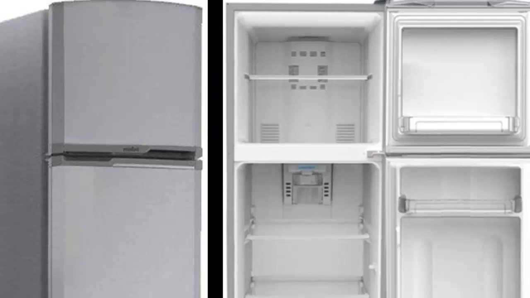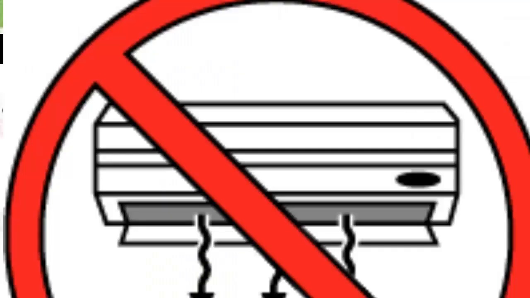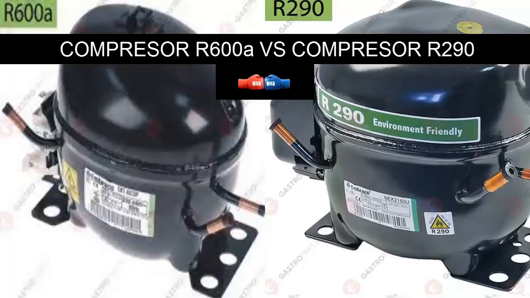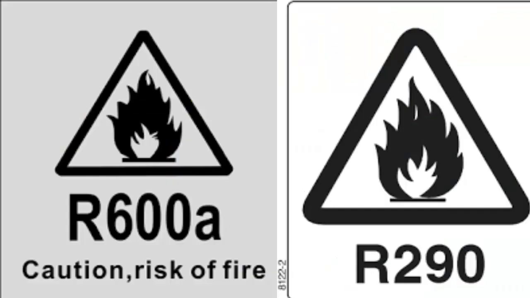R600a is used in refrigeration and freezing, and is not employed in air conditioning, while R290 is used in refrigeration, freezing, air conditioning, and even in heat pumps. As these units typically possess lower refrigeration power, this allows for concentrating a lesser quantity of R600a and R290, thus compensating for their flammability.